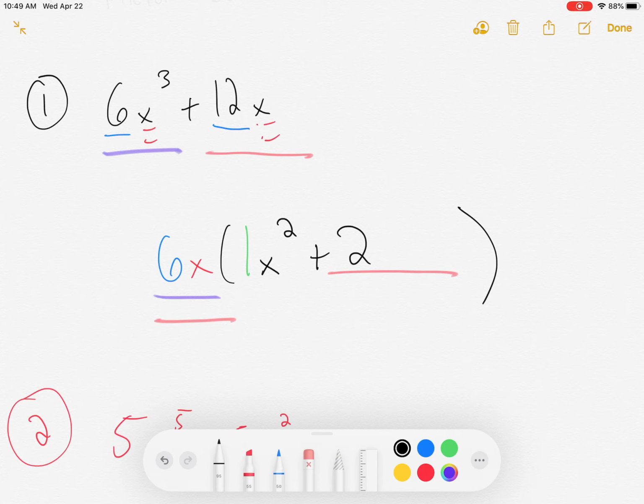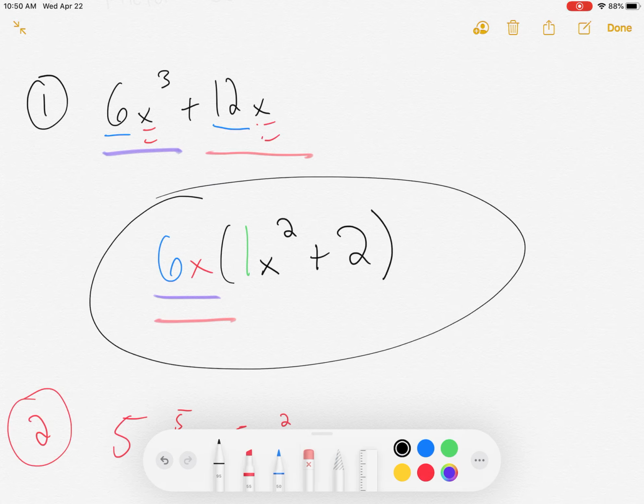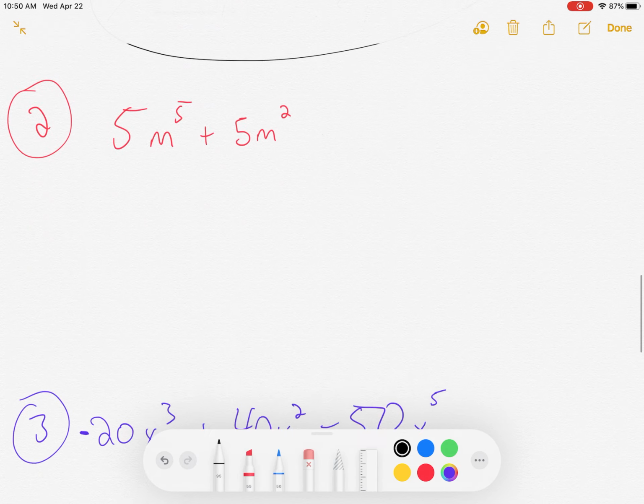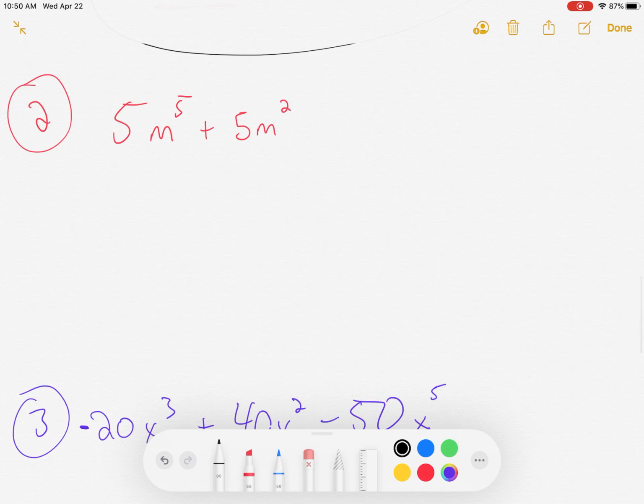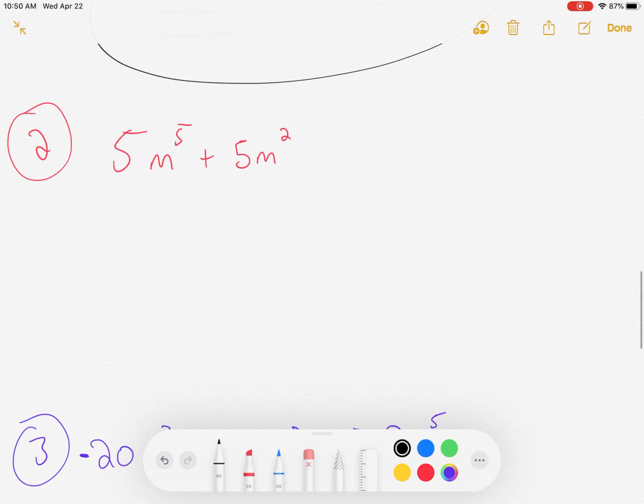So what's 12 divided by 6? We should say, well, it's 2. Okay, now what's x divided by x? Well, if you have an x and you take it out, there's no x's left. So it's just 1x plus 2. Final answer.